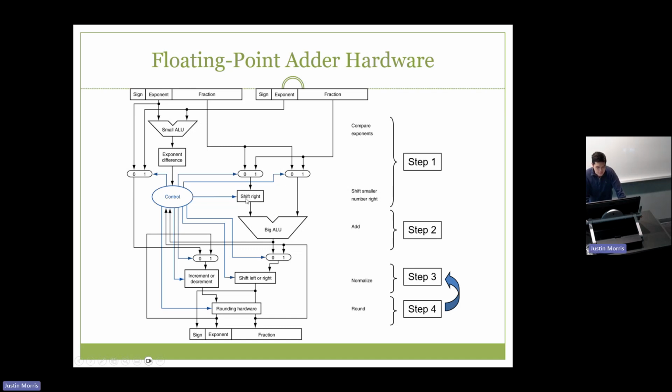And then after it's shifted to align with the larger one, this big ALU just does the addition, right? And then here, we are going to normalize if we need to normalize. And then here we are rounding if we need to round. And we get the exponent and also the fraction, and the sign bit comes through as well. So we can see how this hardware looks a little complicated, but it's all just doing the same steps that we just did.